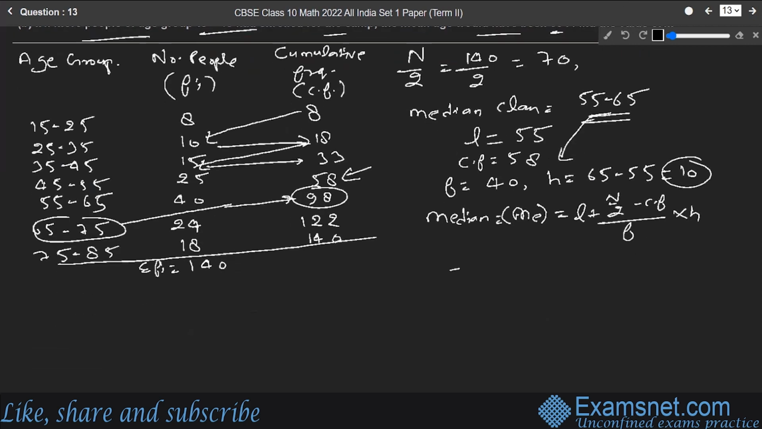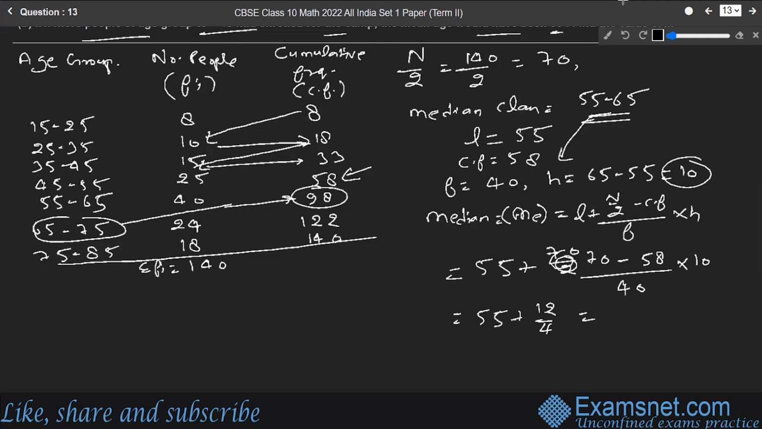So if you write down the values, L is the lower class limit 55 plus n by 2, n by 2 value is 70, minus cumulative frequency is 58 divided by the F value, the frequency, is 40, into class width is 10. If you solve this further, this is coming out to be 55 plus 12 by 4, that is nothing but 55 plus 3, that is 58. So that is the right answer. The value of the median is 58.